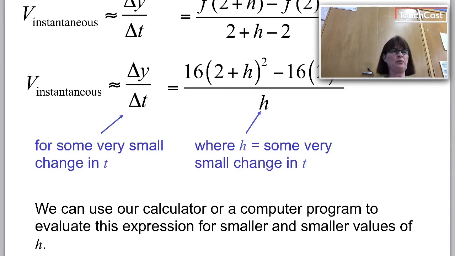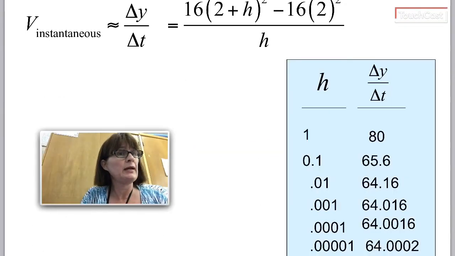But especially if you had a computer or a calculator, you wouldn't mind doing this computation a bunch of times. So we're going to do that. I'm going to let h be 1, and then I'll let it be 0.1, then I'll let it be 0.01. I'm going to use some smaller and smaller values, see if we can get an idea for what's going to happen. And here's the result.